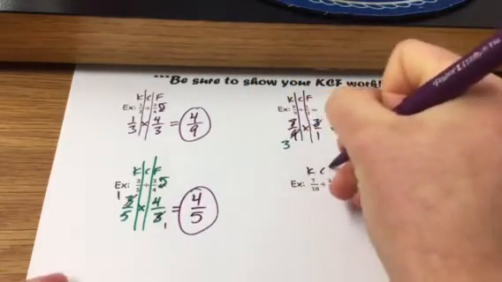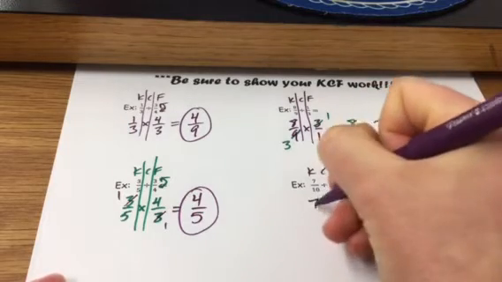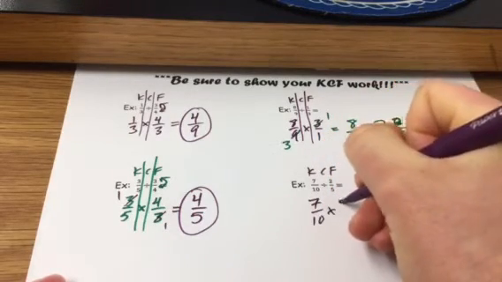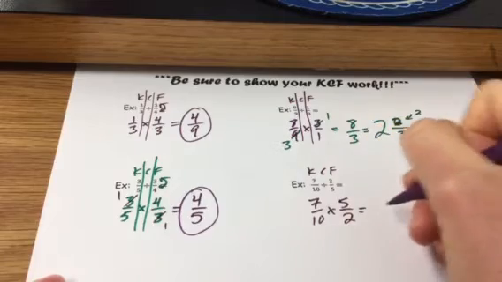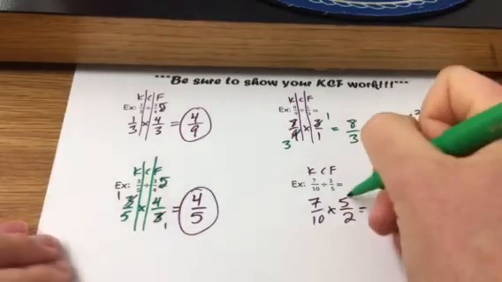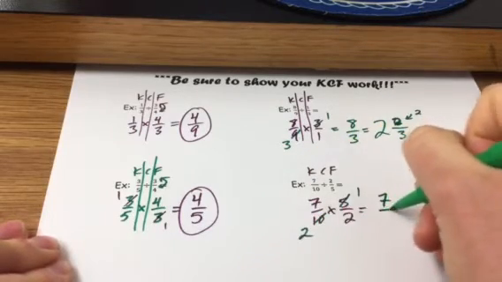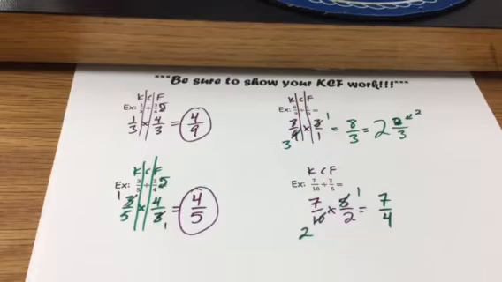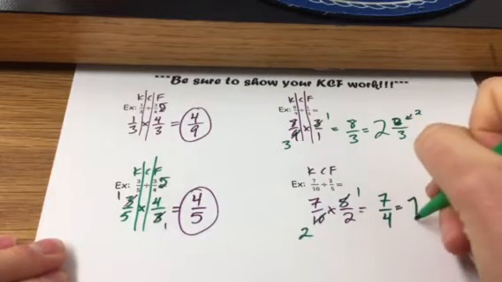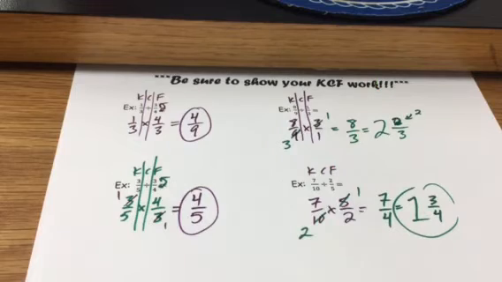And the last one here we'll do together, and then you can tackle the backside on your own and check my answer key. We have 7/10 times 5/2. I can cross simplify. Got 10 and 5. 5 goes into 5 once, 5 goes into 10 twice, multiply straight across, we get 7/4. 4 goes into 7 once, and there's 3 left over. 1 3/4. So again, why don't you go ahead and tackle the backside and check my answer key for the solutions.